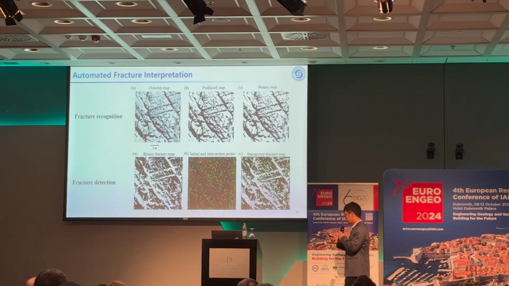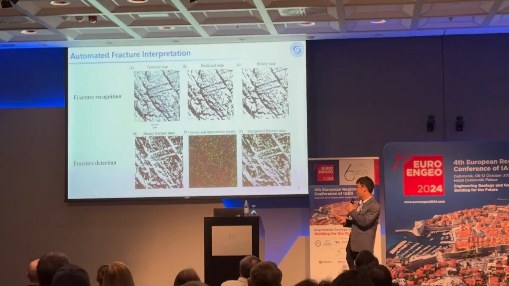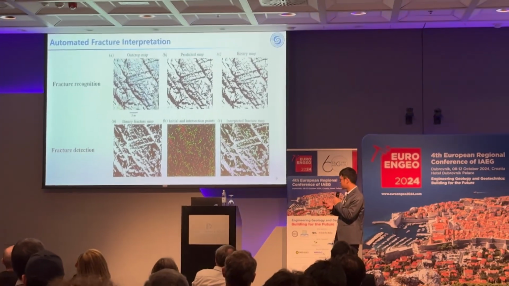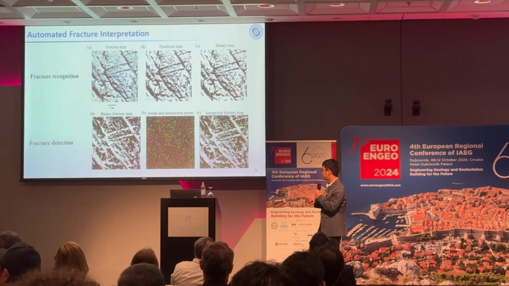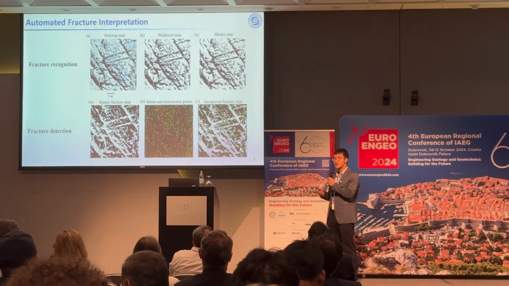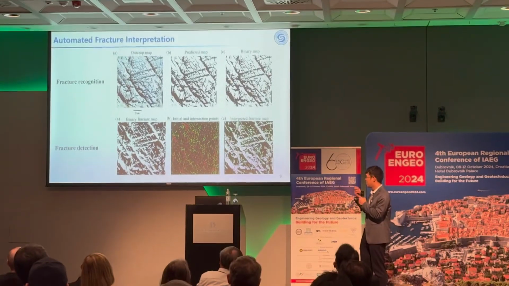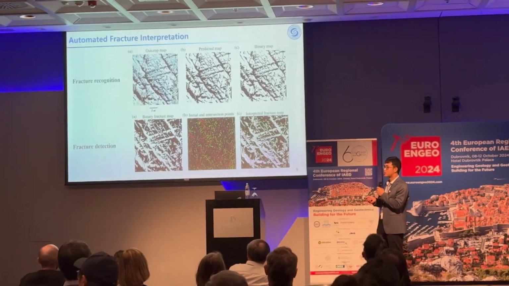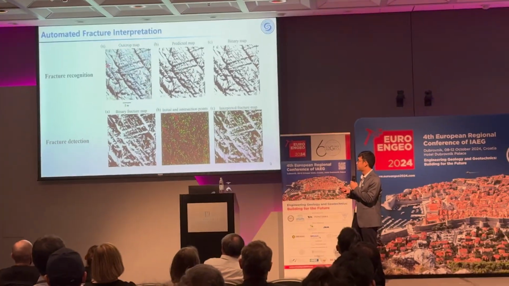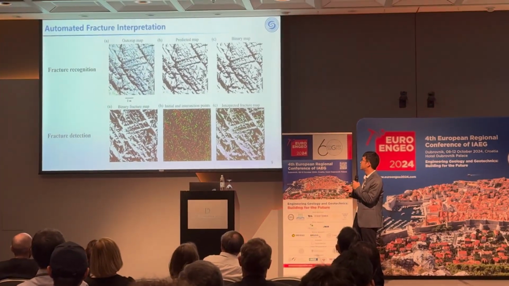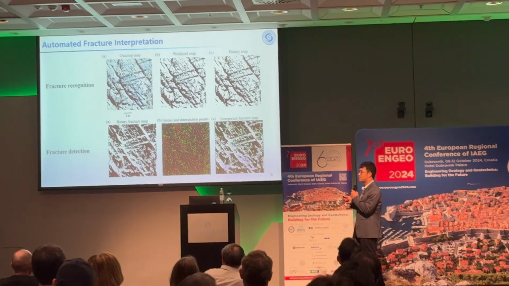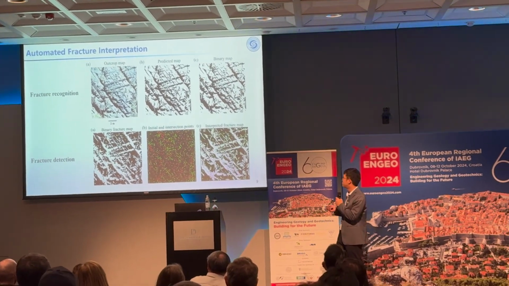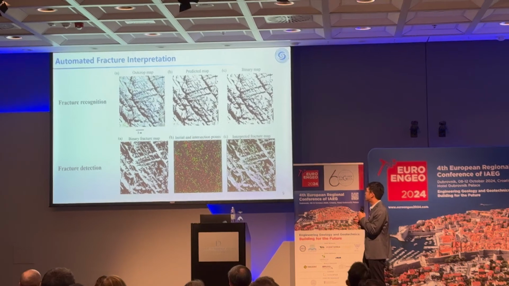So we developed an automatic fracture interpretation technology, which will interpret the fractures from the raw outcrop image to fracture traces. Then we can extract all the information we want. This technology includes two parts. The first one is fracture recognition, which will separate the fractures from the background. It converts the outcrop map to a binary map, where all the fractures are shown in black and all the other things are shown in white.